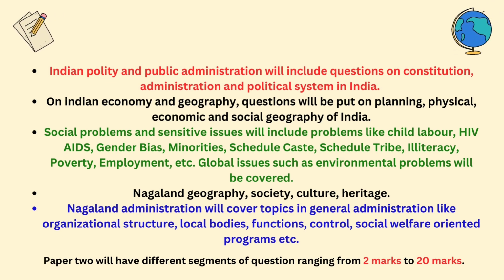Point 4, Nagaland geography, society, culture, heritage. Point 5, Nagaland administration will cover topics in general administration like organizational structure, local bodies, functions, control, social welfare oriented programs, etc. Paper 2 will have different segments of questions ranging from 2 marks to 20 marks.